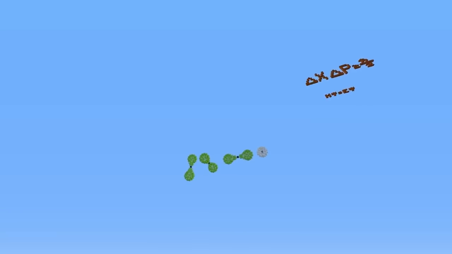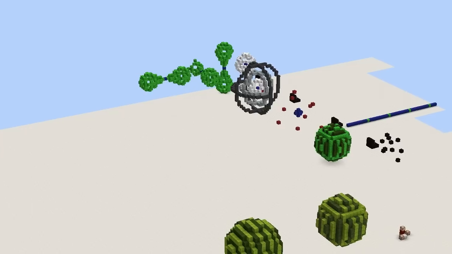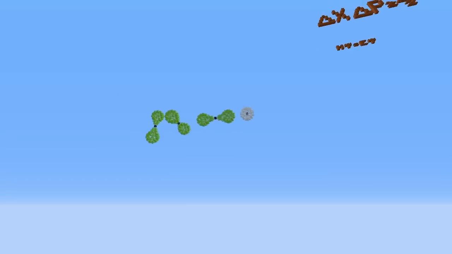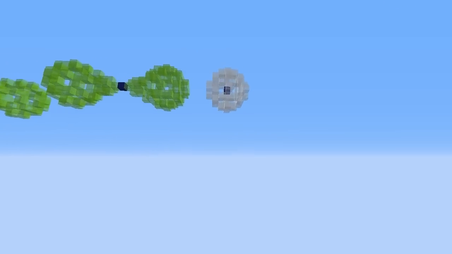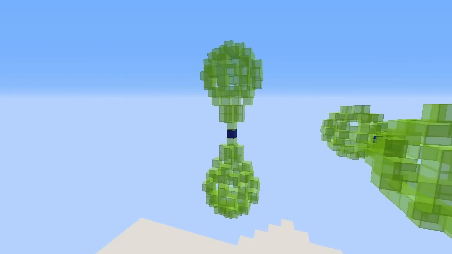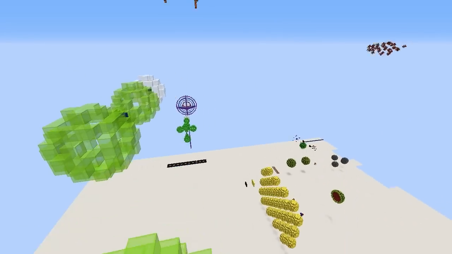And the last segment was just the orbitals again. As I said, I used exactly the same one, like you can see down there. I just replaced the wool with glass because I thought it looked a little bit cooler. But yeah, I think that covers pretty much all the things.